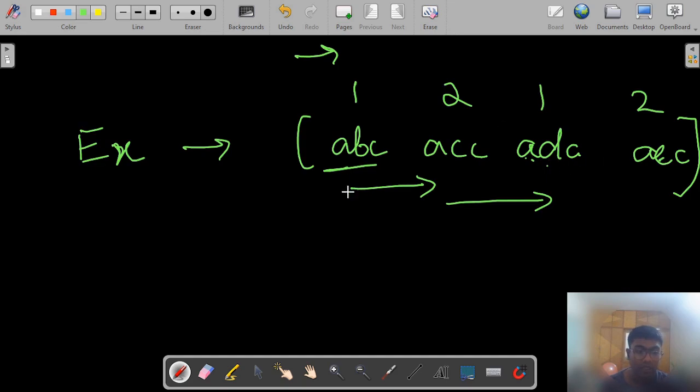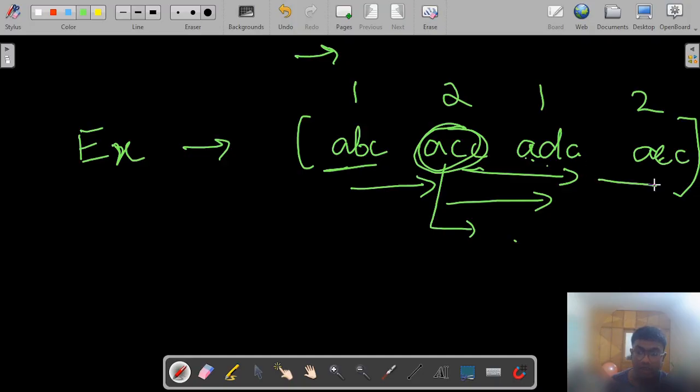While if we had skipped ACC and chosen the others, so instead of starting from ACC, if we had chosen ACC and ADC, that would have been a possible candidate, and ADC and AAC would also have been a possible candidate.